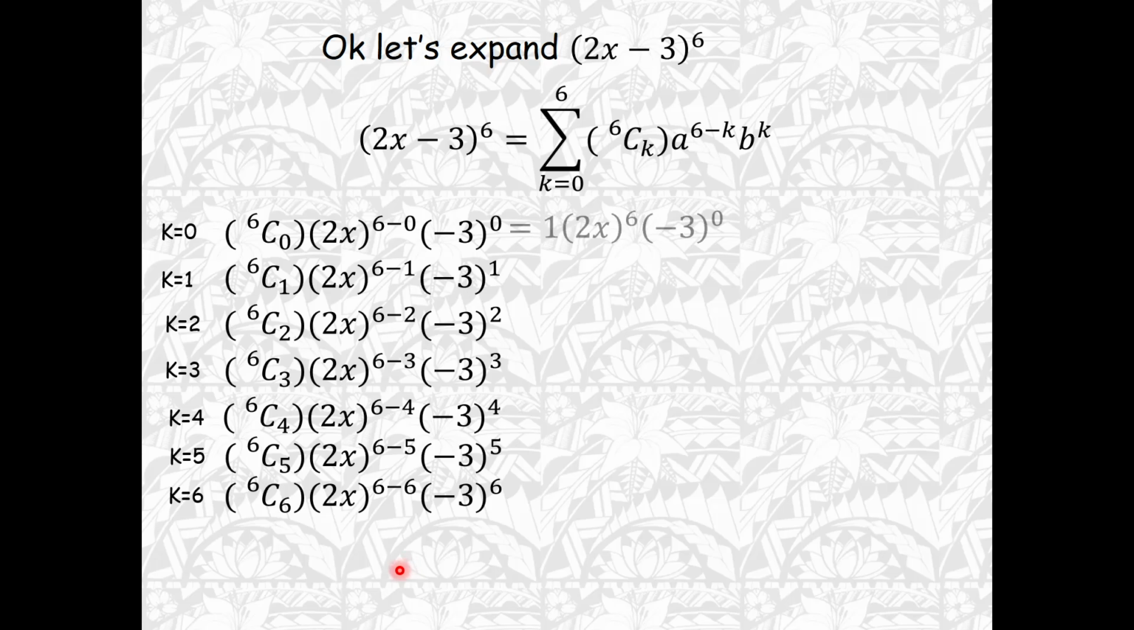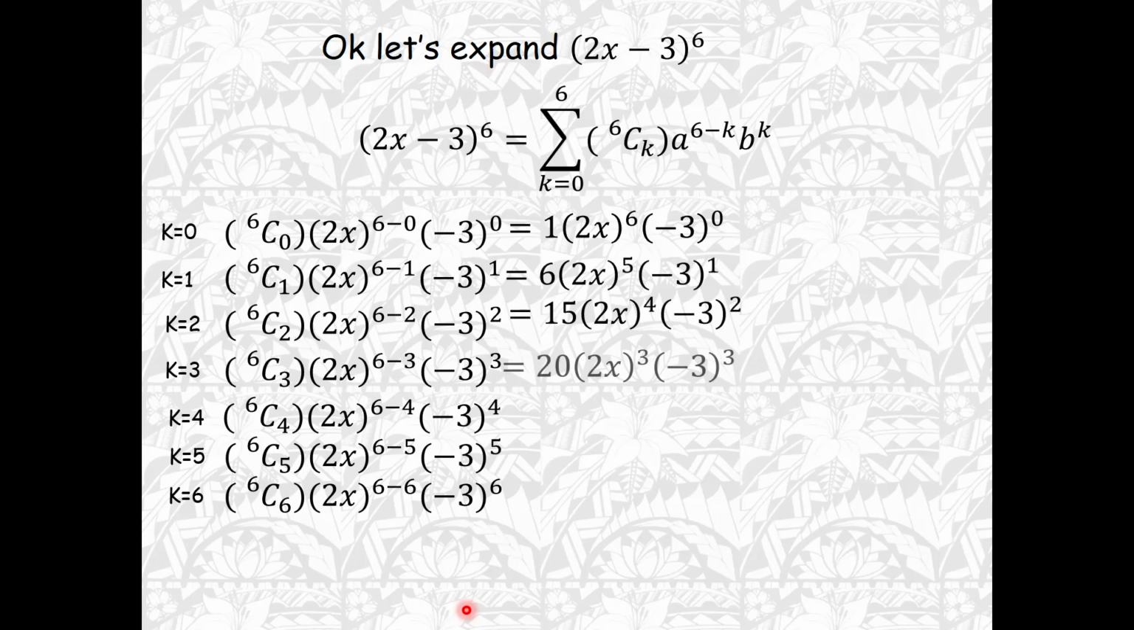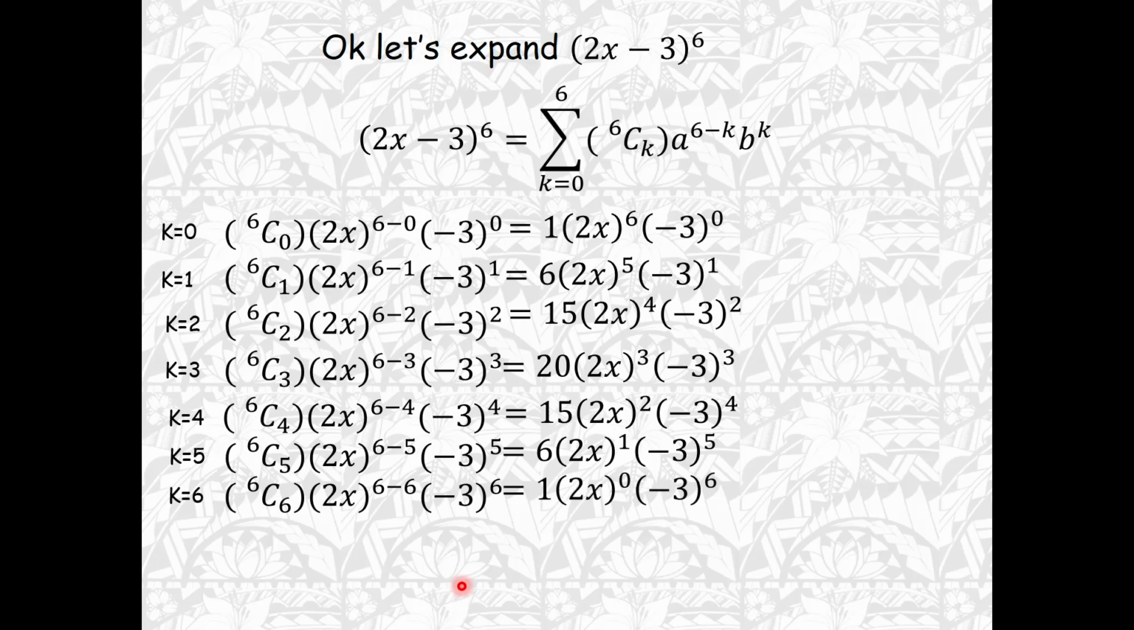Okay, simplify. 6c0 is only 1. 2x to the power of 6 there. You have negative 3 to the power of 0. So I just simplify them 1 by 1. For example, 6c1 is 6. 2x to the power of 6 minus 1 is 5. Negative 3 to the power of 1. Same with everything.